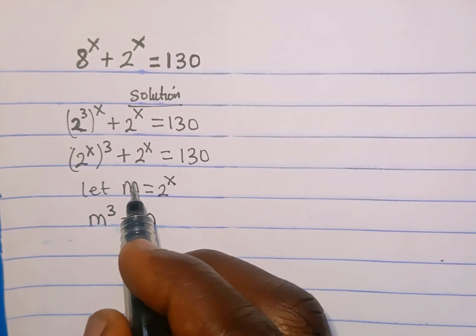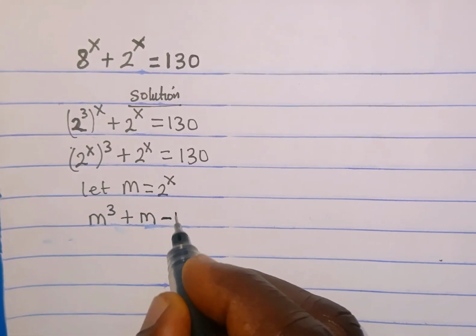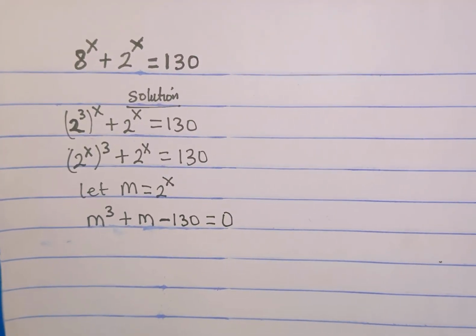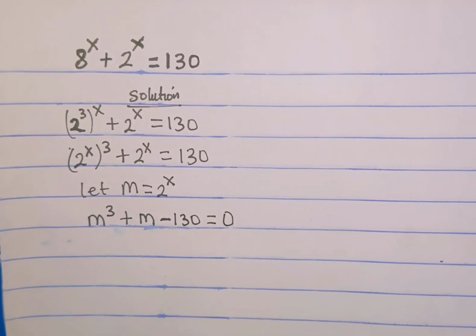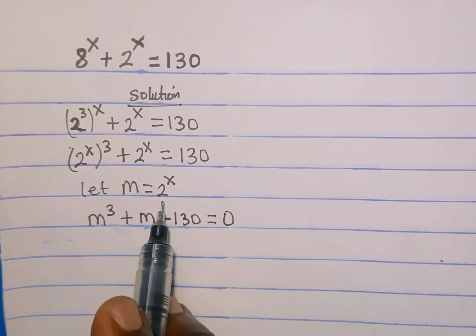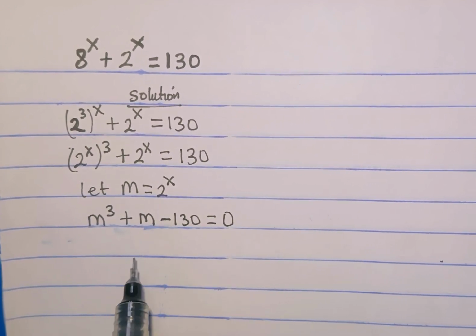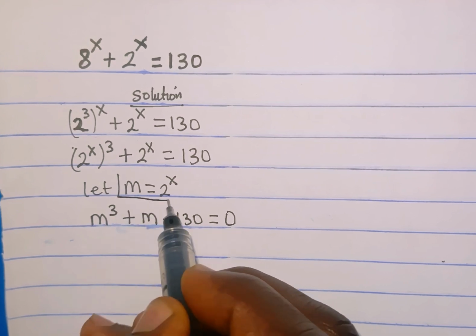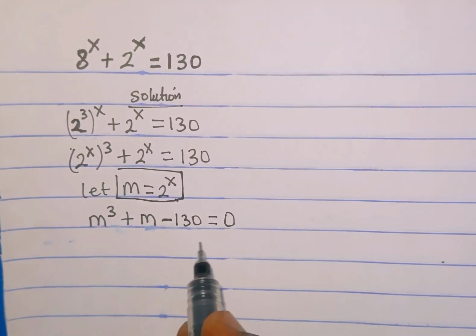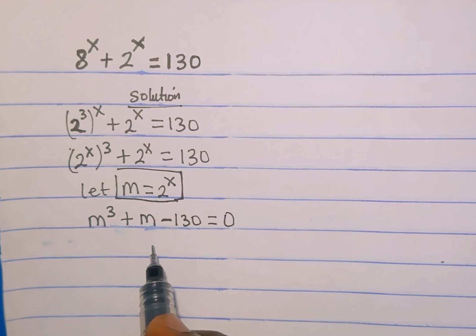When we take it to the left hand side, it becomes negative 130. So everything will be equal to 0. So now we have a cubic equation. So the first thing we need to do is to solve for the value of m, then we replace it back before we get the value of x. So we're going to keep this m equal to 2 to the power of x aside first. So now let's solve for the value of m from this cubic equation.